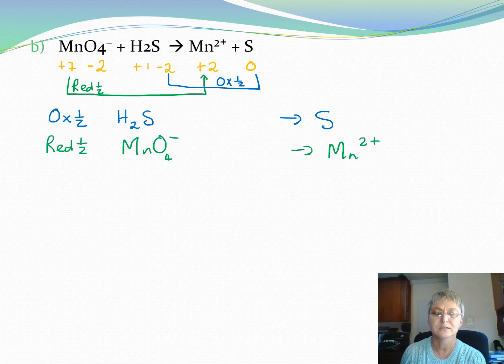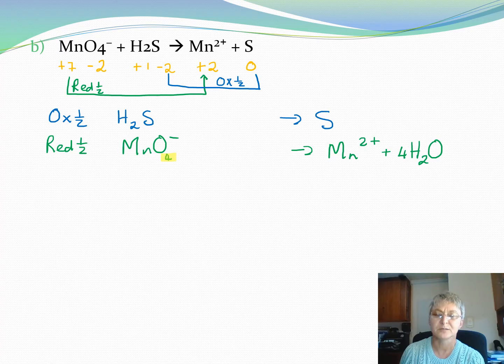We balance the number of oxygens by adding water. So on this side here we have 4 oxygens, so we need to add 4 water molecules on the product side.